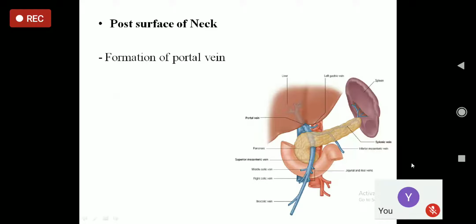The posterior surface of the neck is in relation to the portal vein. So the portal vein is formed by the union of the superior mesenteric vein and the splenic vein just behind the neck of the pancreas. Here we can see the faded line. Okay, so this is the formation of the portal vein, which is in relation to the posterior aspect of the neck of the pancreas. So this is the portal vein. The superior mesenteric vein just behind and the splenic vein unite together to form the portal vein. So this is a very important relation on the posterior aspect of the neck of the pancreas.